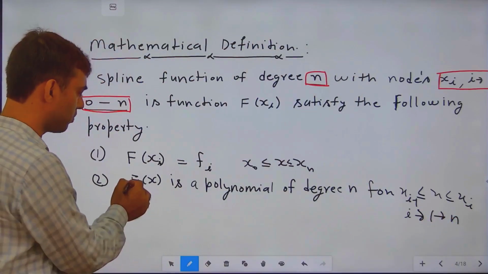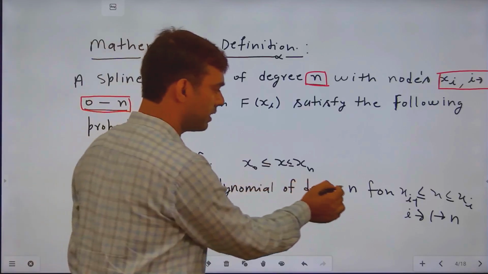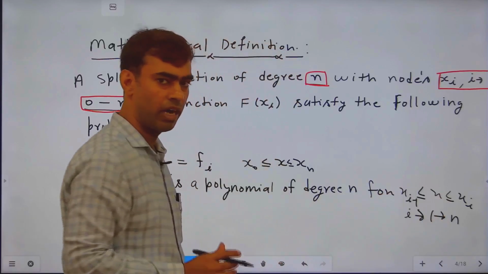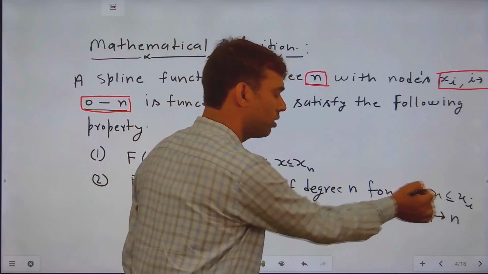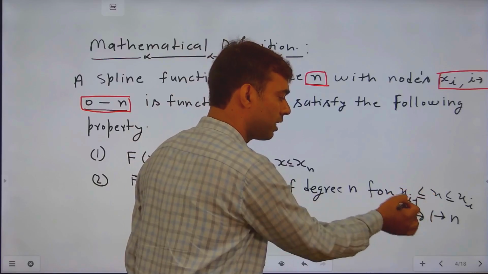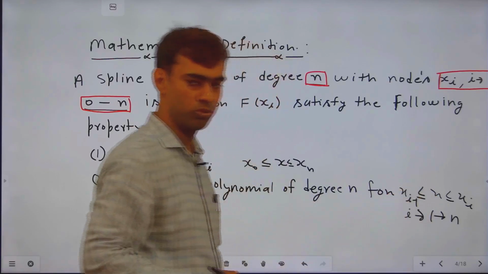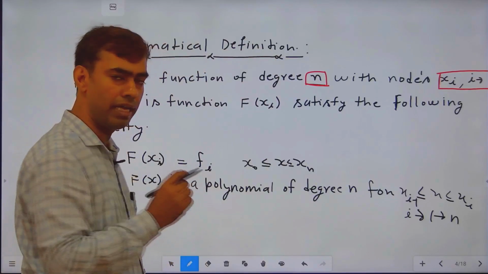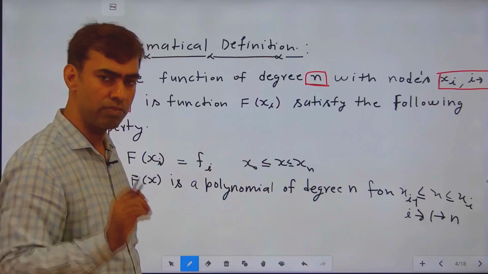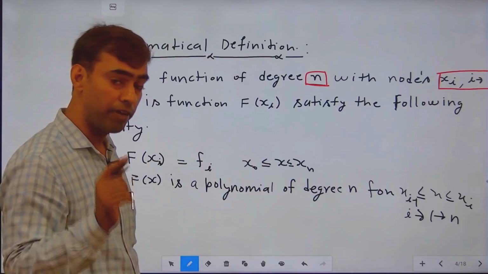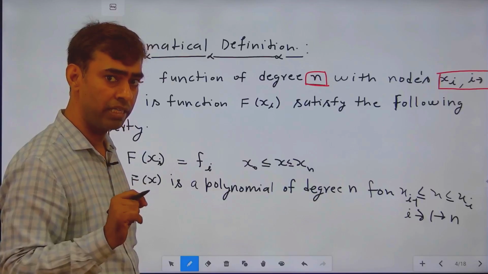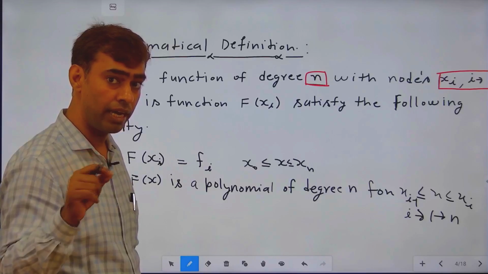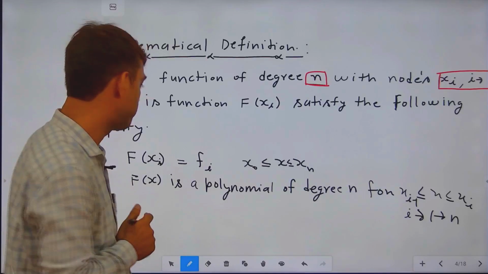What is the meaning of this? f(x) is a polynomial of degree n. If i equals 1, then x0 to x1. If i equals 2, then x1 to x2. Means between x0 to x1 there is a polynomial of degree n, and between x1 to x2 there is a polynomial of degree n. If n is 1, then linear spline. If n is 2, then quadratic spline, and n equal to 3, then cubic spline.